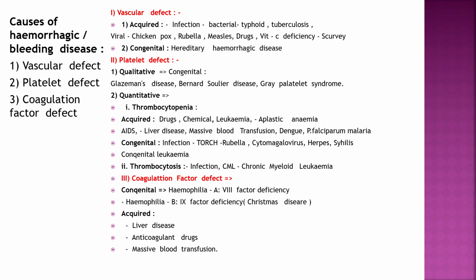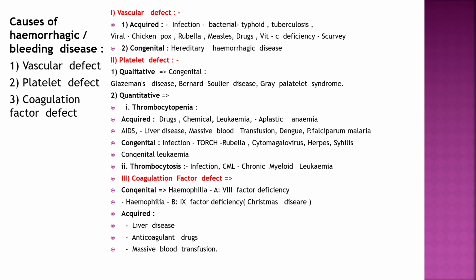So vascular defect, it can be acquired. So it can be in infection like bacterial infection, typhoid, tuberculosis, or viral infection like chicken pox, rubella, measles, smallpox, or because of drugs or because of vitamin C deficiency like scurvy. Then congenital, it can be hereditary hemorrhagic disease. In platelet defect, it can be qualitative or quantitative.